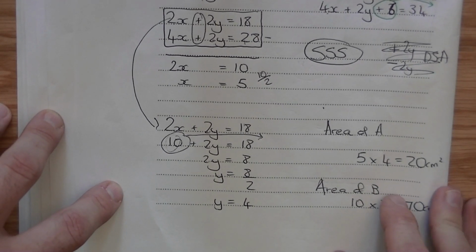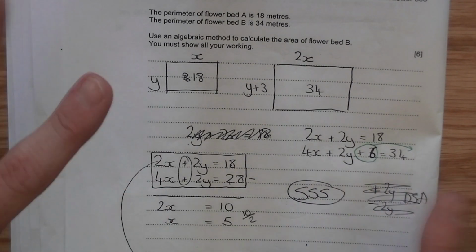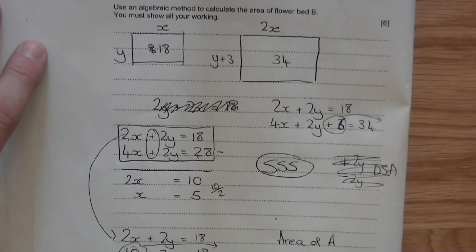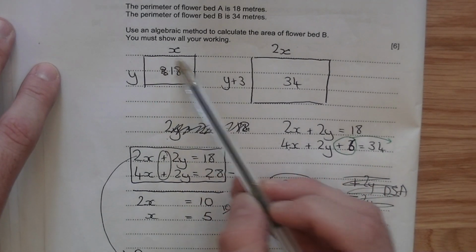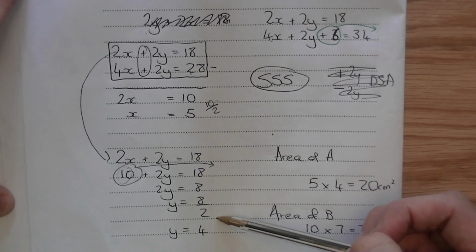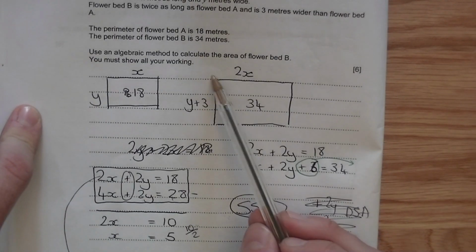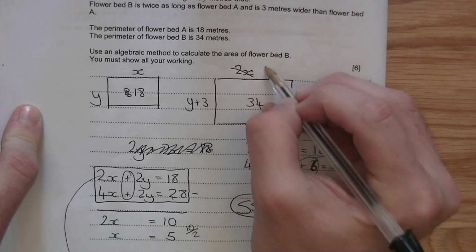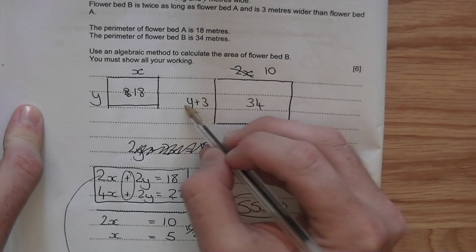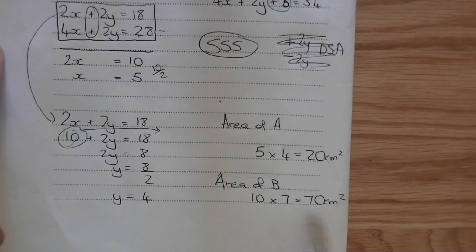Now, I didn't read the question first time I did this, but the question actually says, what is the area of the two rectangles? So I've actually got to go back to the beginning now and work out the areas. The area of A had a length of x and a width of y, but x we now know is 5 and y is 4. So the area of A is 5 times 4, 20. Whereas this one had a length of 2x, but if x is 5, that's 2 lots of 5, which is 10, and a width of y plus 3. Well, if y is 4, 4 plus 3 is 7. So the area of that is 7 times 10, which I've worked out down here to be 70.